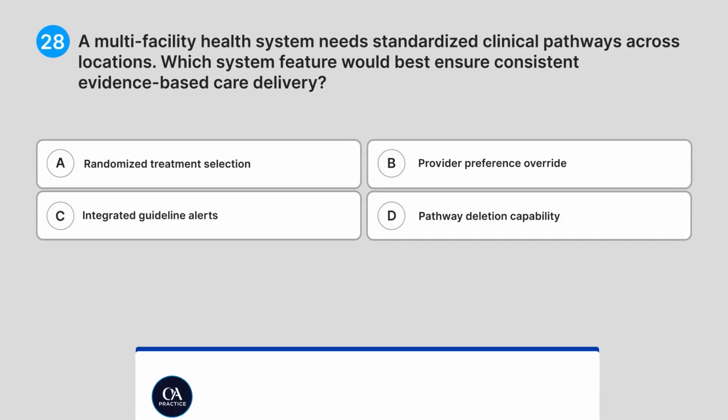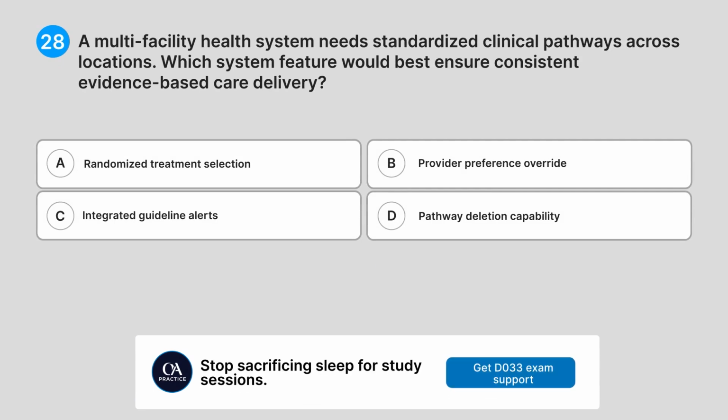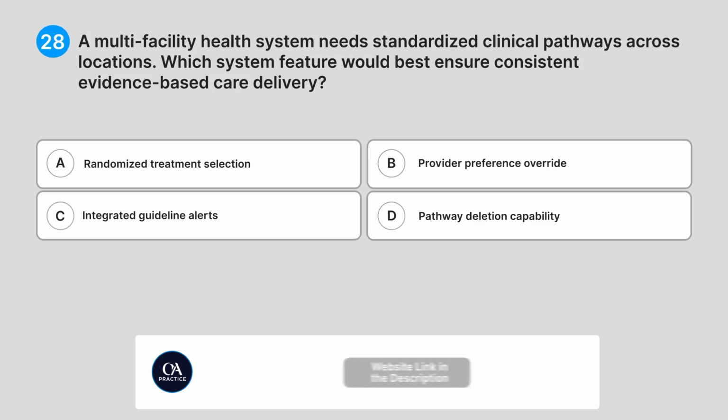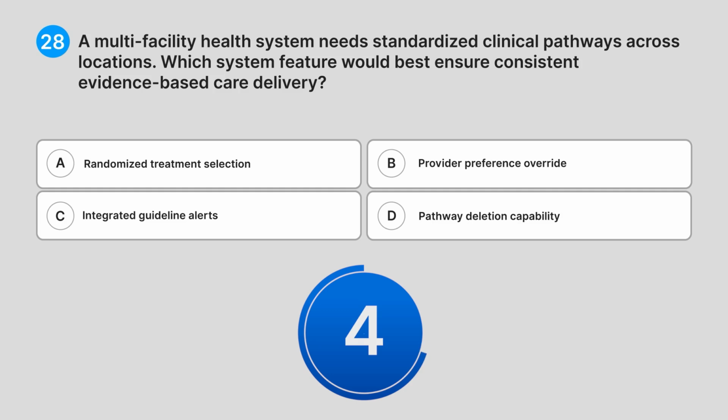28. A multi-facility health system needs standardized clinical pathways across locations. Which system feature would best ensure consistent, evidence-based care delivery? A. Randomized treatment selection. B. Provider preference override. C. Integrated guideline alerts. D. Pathway deletion capability. Do you know the answer?